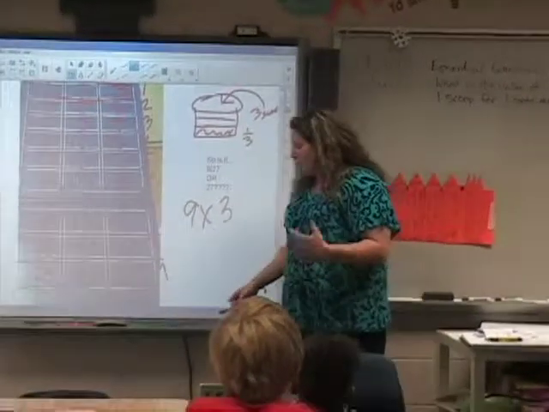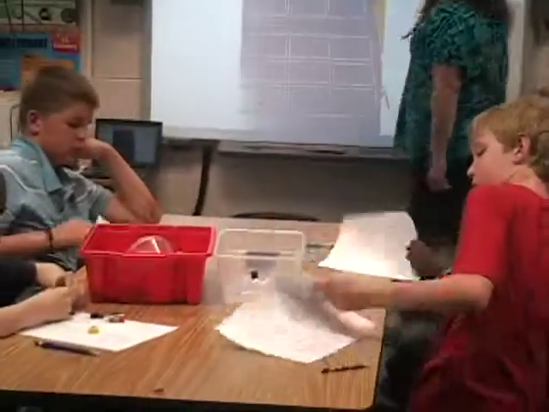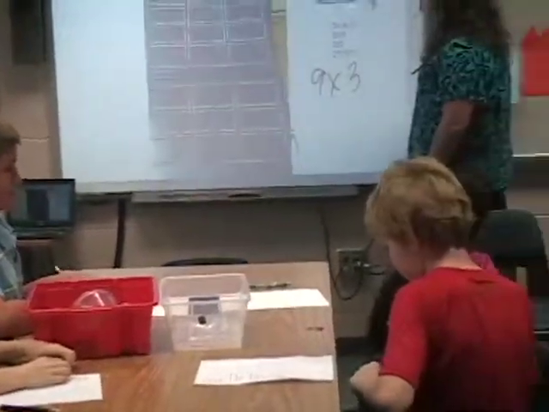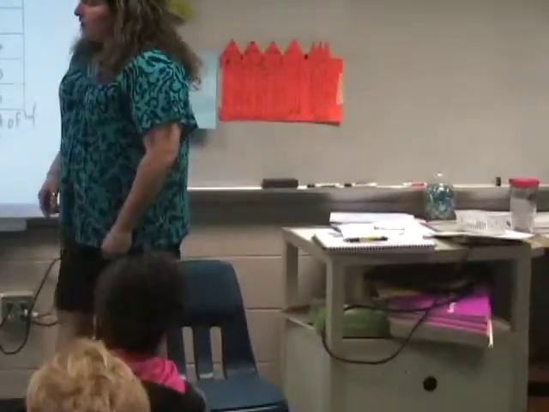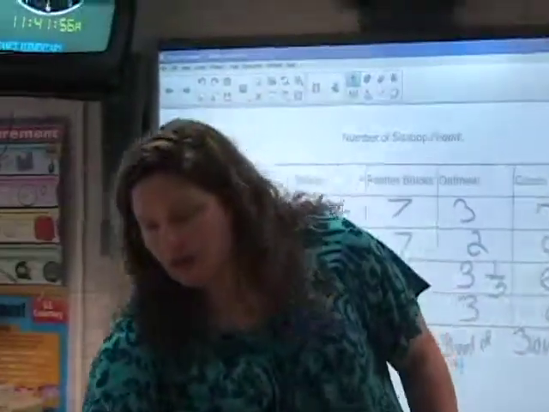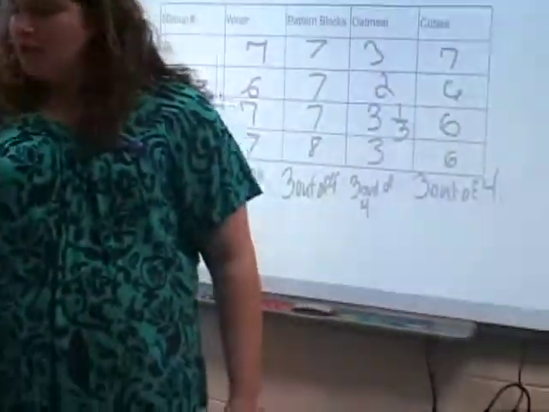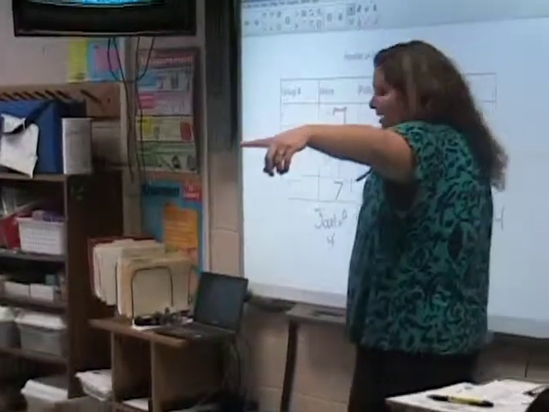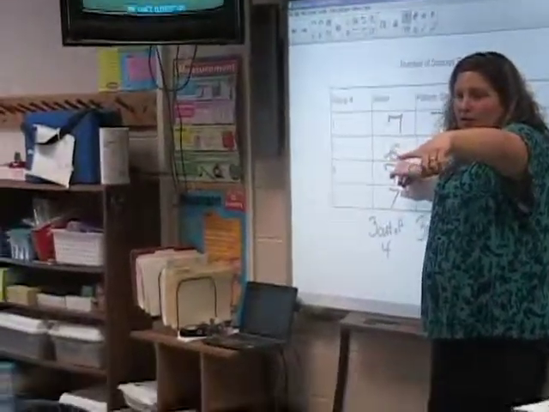Okay? All right, now let's turn your papers over. On the top here where it says center 1 water, you guys found the value of each scoop, okay? So group 1, for water you had 7 scoops for the first one, right? So you already have 1 there. Group 2, for water, go ahead and put 6 for number 1. Group 3 for water, put 7 for number 1. And group 4, put 7 for number 1 for water.